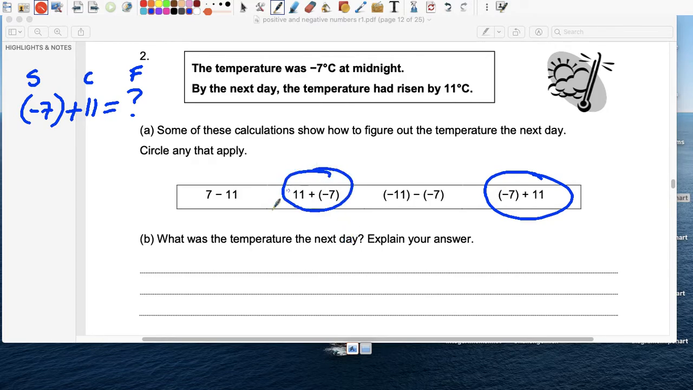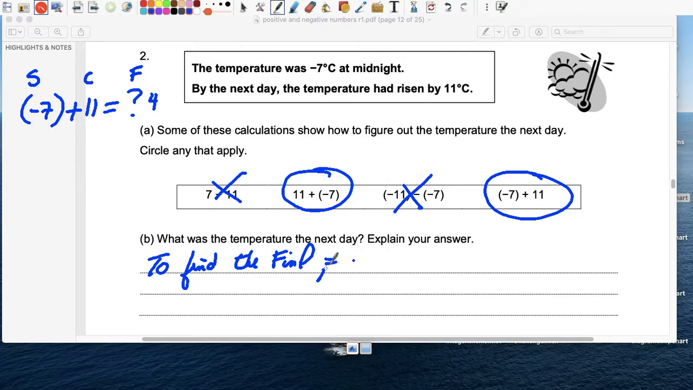There's another one here. Remember, our answer here is +4. So this gives me +4, that one gives me +4, this does not, and this does not. What was the temperature the next day? Well, to find the final temperature, what did I do?